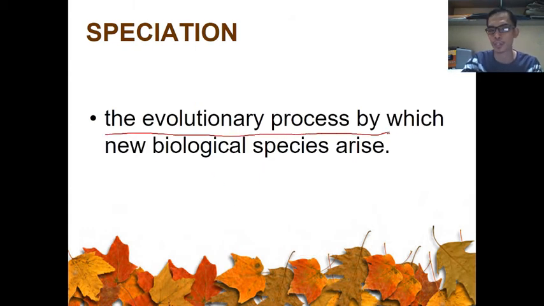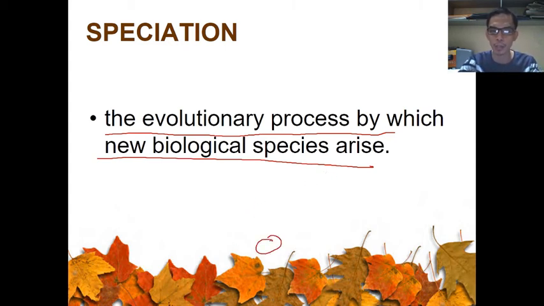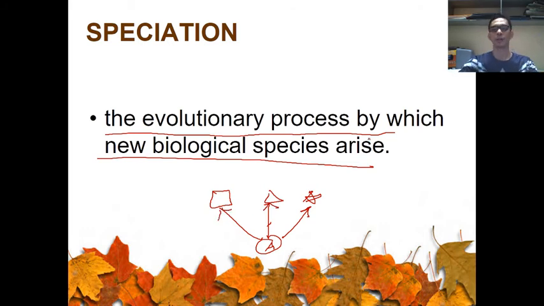Alright, we call it speciation. So, the evolutionary process by which new biological species arise. In this case, we have one common ancestor. This ancestor over here gives rise to different kinds of species. So, that is what they call speciation. These organisms right here came from one common ancestor. And what's the reason? Changes in the environment. Alright, so that is speciation.